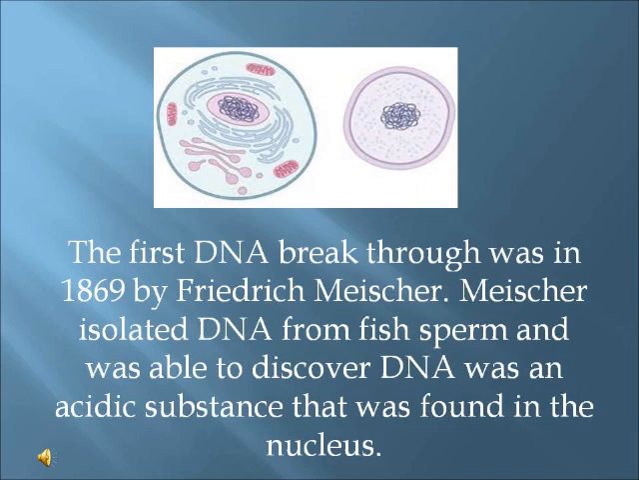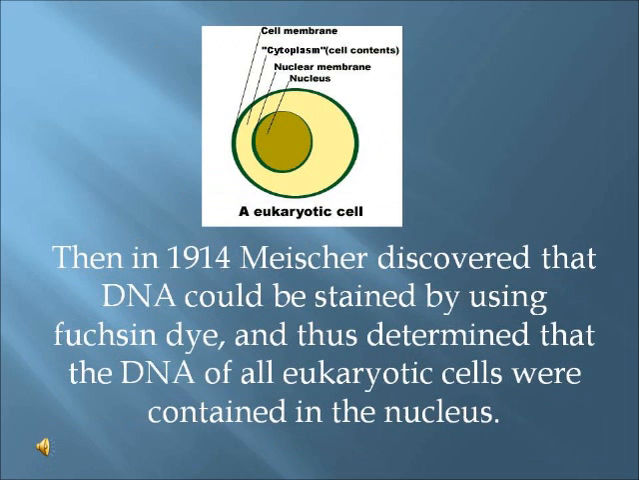In 1869, Friedrich Miescher was able to isolate DNA and discover that it was an acidic substance which was found in the nucleus of cells. Miescher also discovered in 1914 that DNA could be stained, and as a result, he concluded that DNA of all eukaryotic cells was contained in the nucleus.